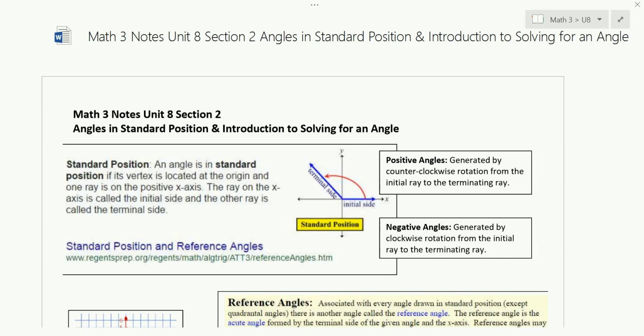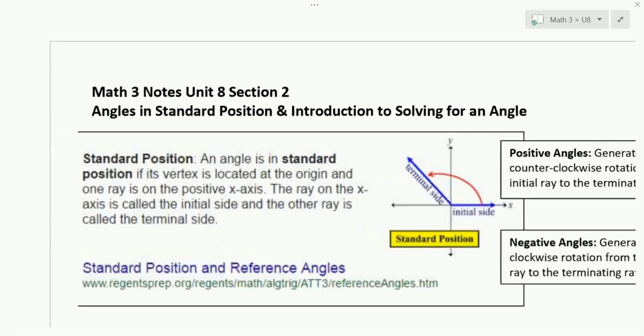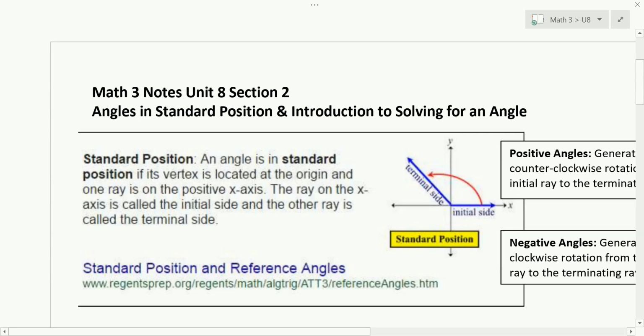So I'm going to go over a couple definitions here. Standard position of an angle. An angle is in standard position if its vertex is located at the origin and one ray is on the positive x-axis. The ray on the x-axis is called the initial side, and the other ray is called the terminal side. So an angle has two rays and a vertex.